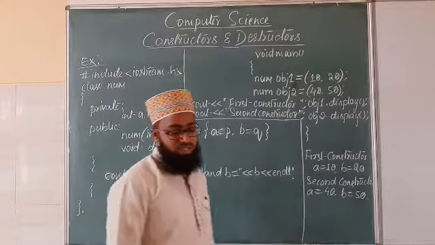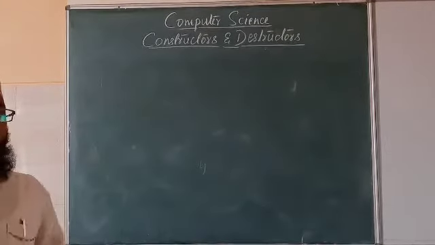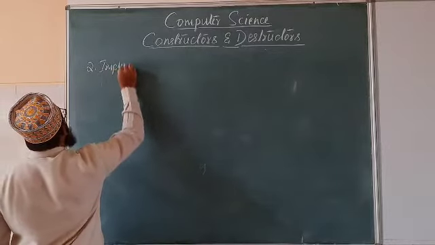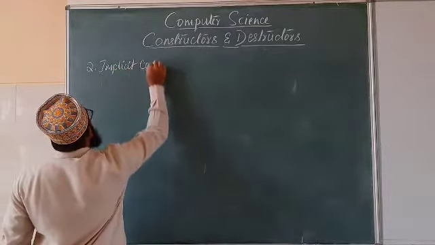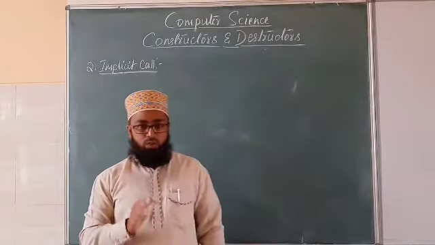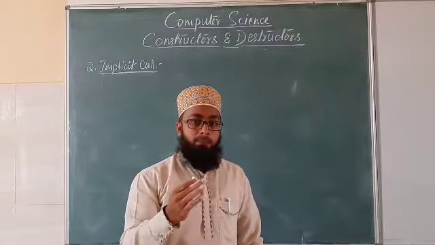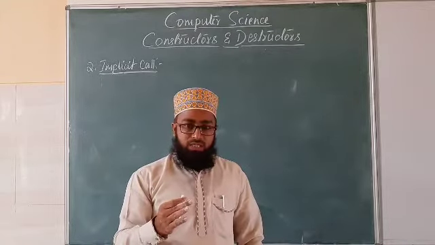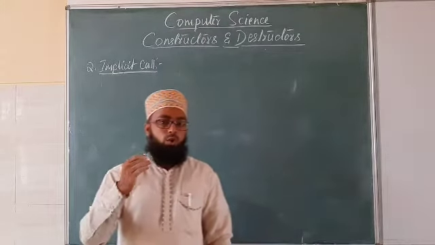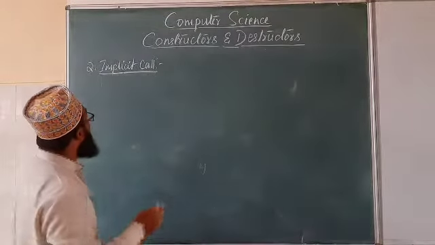Come, now we shall discuss the implicit call. We have discussed the explicit call. It includes the declaration of an object, then the constructor name, followed by the assignment operator, then the argument list in parenthesis. Now we shall see the implicit call.